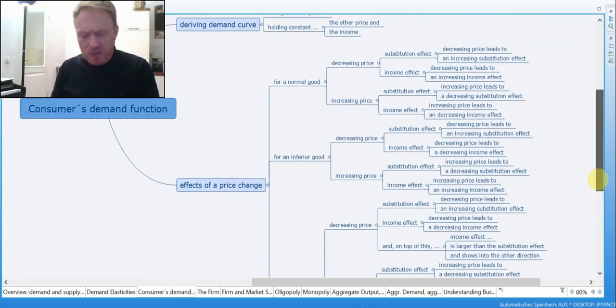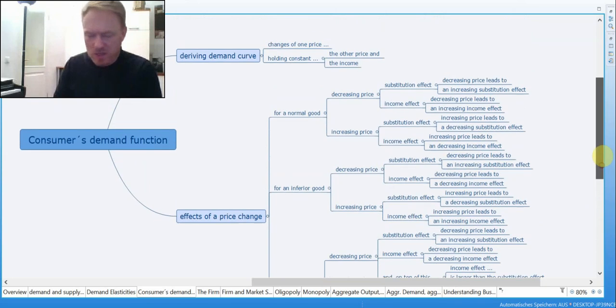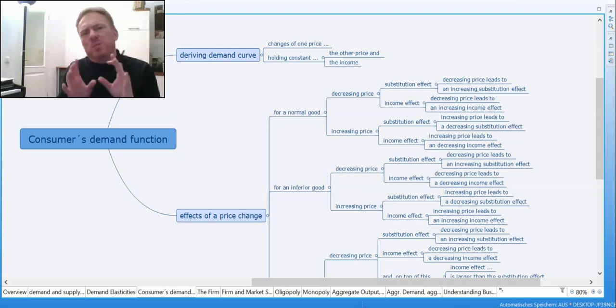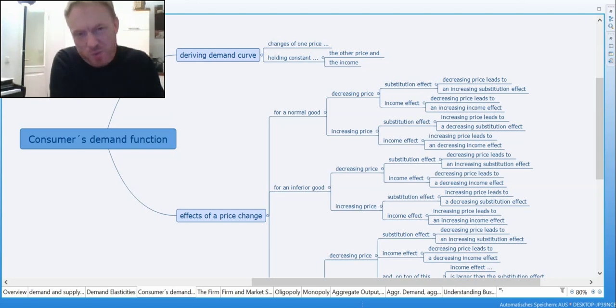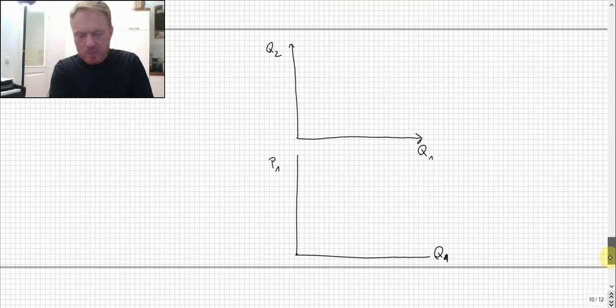Now, deriving a demand curve, we'll be doing this for a normal good. The normal good means that with the decreasing price, there's something to do with the substitution effect and the income effect. In this video, we won't consider the substitution effect and income effect so much. That will be done in a different video, but here we will consider the derivation of the demand curve. Let's do that real quick.